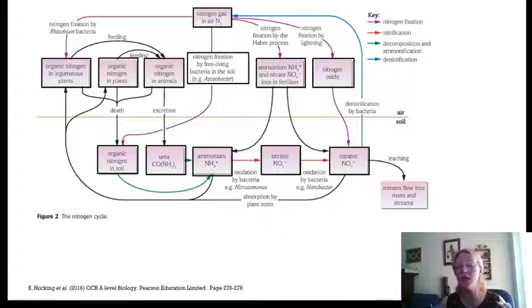So I did highlight the bacteria that are involved in there. We've got the rhizobium bacteria up here that are involved in nitrogen fixation that we get in the root nodules of legumes. We've got the azotobacteria here, or azotobacter, which are free living bacteria in the soil. We've got Nitrosomonas that converts ammonium to nitrites, and Nitrobacter that converts the nitrites to nitrates.